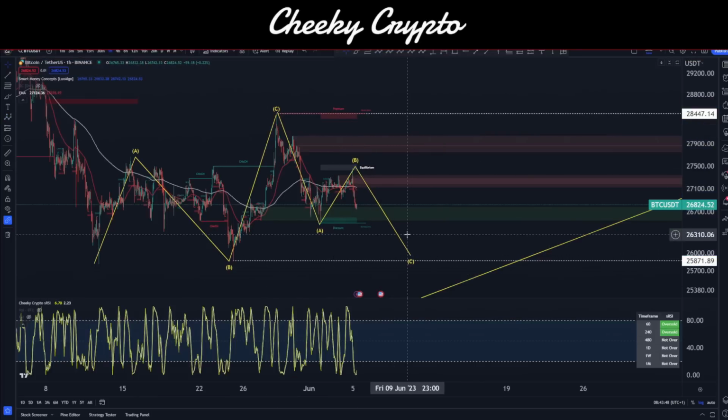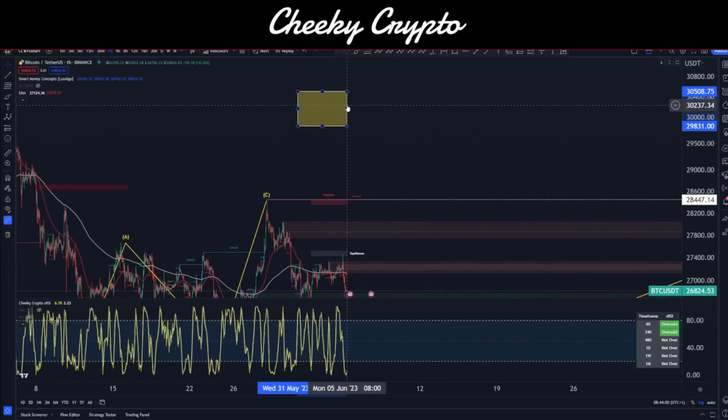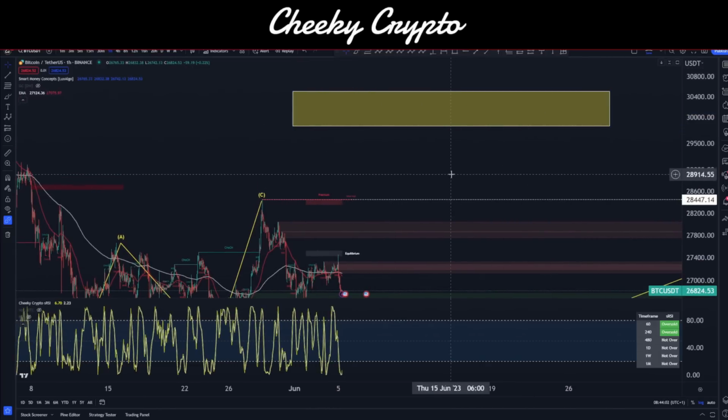If we want Bitcoin to go to 30K, then we need to stay above this level, right? And so all eyes are on whether or not Bitcoin's going to hold the line. The bulls have to hold the line here. Now, we'll talk about $30,000 Bitcoin up here, right? We have the yellow box range.